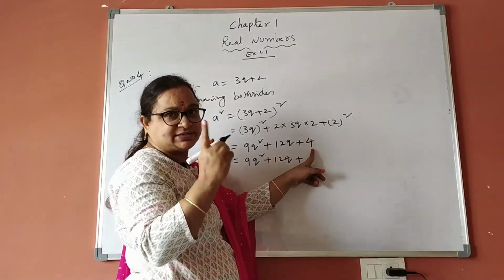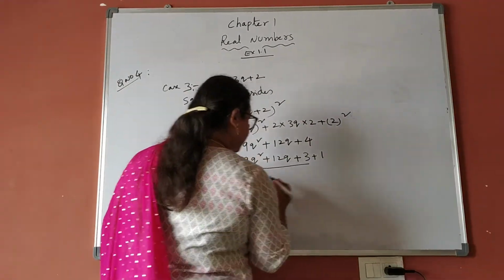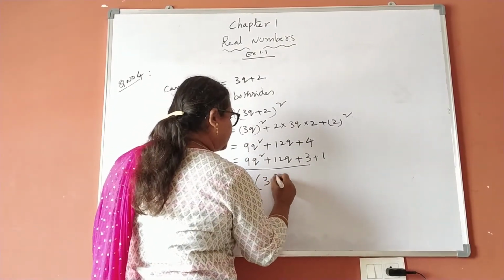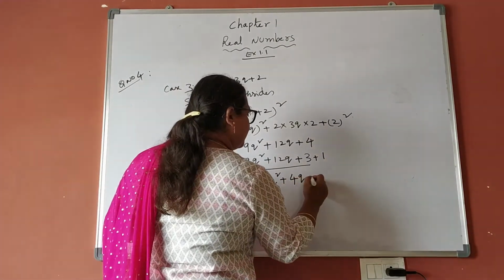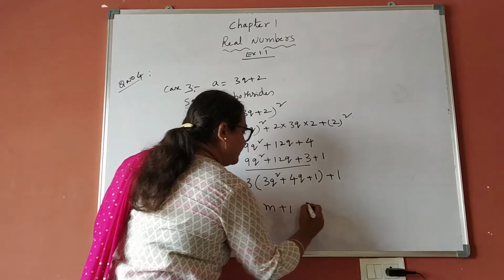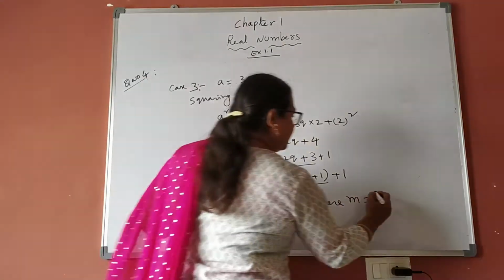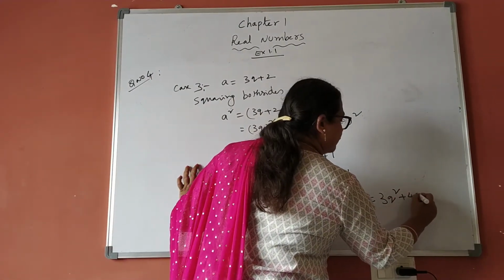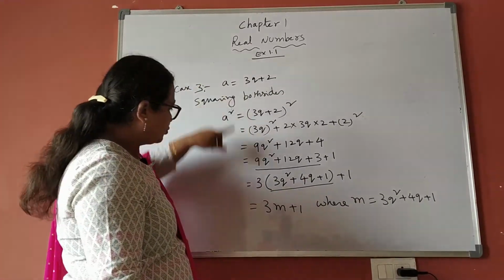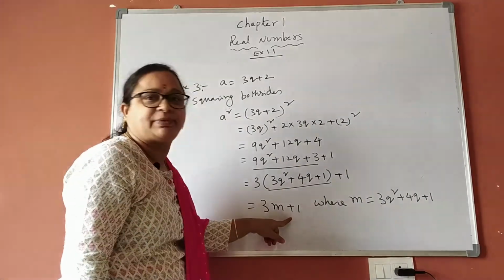We can write it as 3 plus 1. Now from first 3 terms we can take a common factor 3. 3q square plus 4q plus 1, plus 1. This is equal to 3m plus 1, where m is equal to 3q square plus 4q plus 1. That means in case 3, we have showed that the square of any positive integer will be in the form of 3m plus 1.